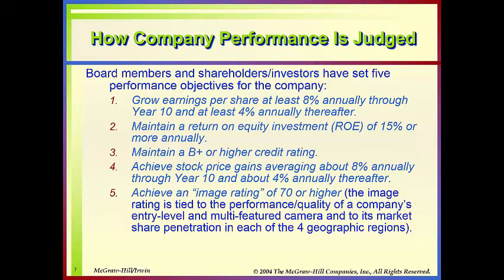So from starting, you need to grow your earnings per share. And your investors have an expectation for what they want to see there. They want to see you grow your return on equity by 15% or more. They want to see you maintain a B+ credit rating or higher. They want to see you grow the stock price the same way you're growing earnings per share, 8% a year and then 4% after year 10. And they want you to have an image rating, which is basically a combination of the quality of your camera and the way that your company is perceived in treating its workers and being good to the environment and so forth. They want you to have an image rating of 70 or higher, and 100 is the highest possible.